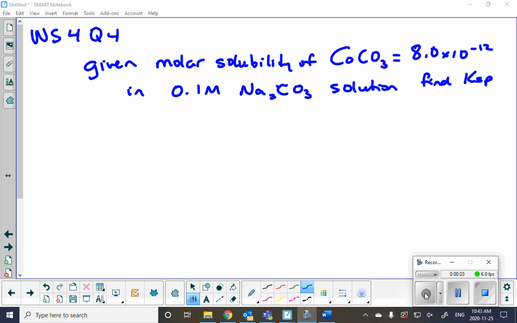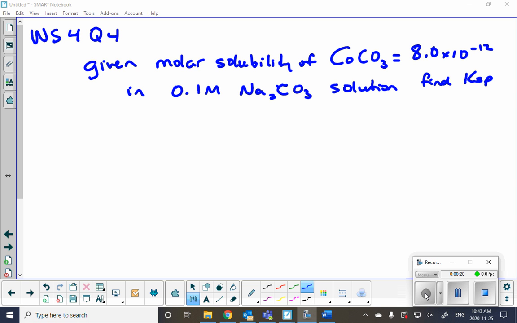Okay, so on worksheet 4, question 4, they give us the molar solubility of cobalt carbonate at 8.0 times 10 to the minus 12. They tell us the solution also has sodium carbonate, and they want us to find the Ksp. So again, I know this is a common ion question.